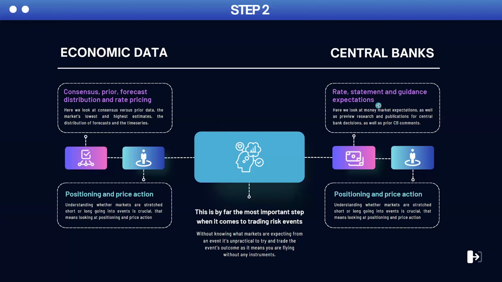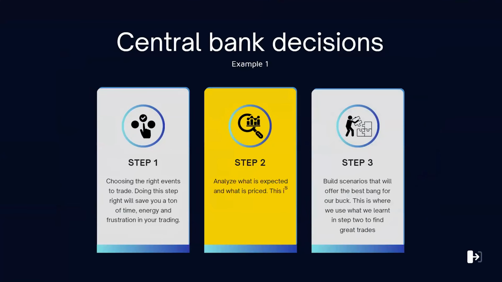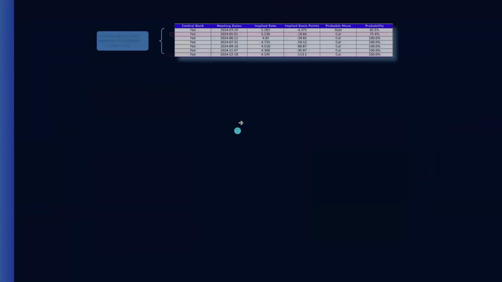Furthermore, and just like the economic data releases, we also need to think of things like positioning and price action. So for the first example, on the central bank side, we'll be looking at the FOMC policy decision that we had in March. Now, let's jump into the first part of step 2, and that's obviously rate expectations.